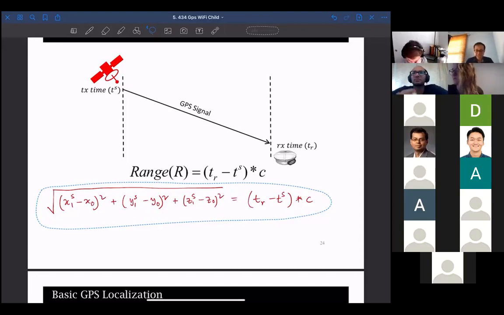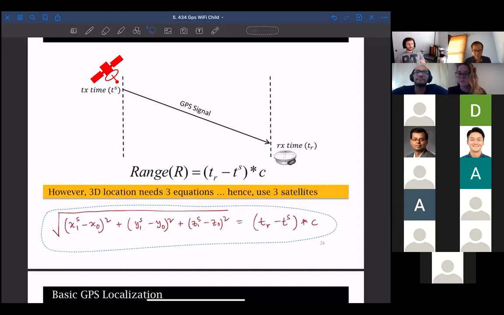Now, this gives you how many equations? This gives you only one equation, right? But how many unknowns do you have? You have 3 unknowns, right? So you need at least 3 equations, right? Very good. So what do?